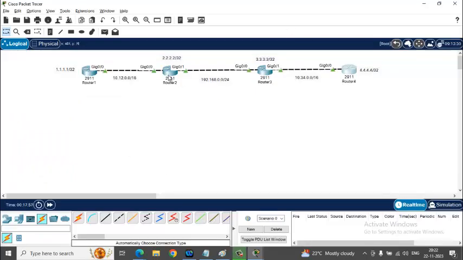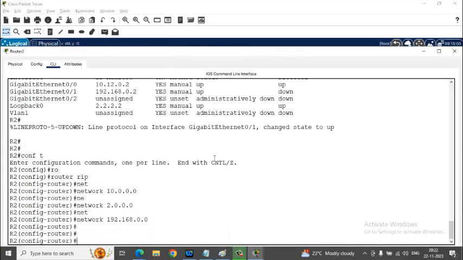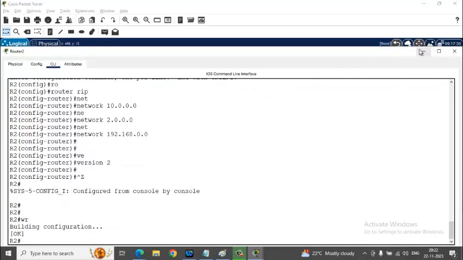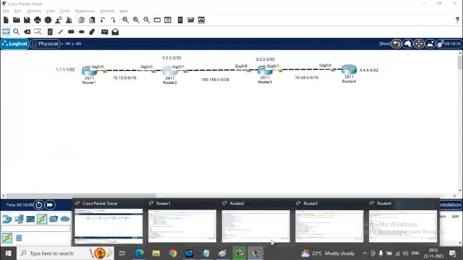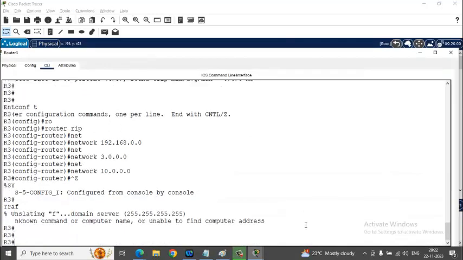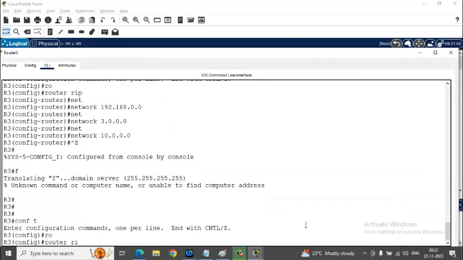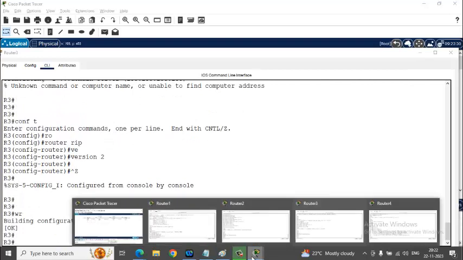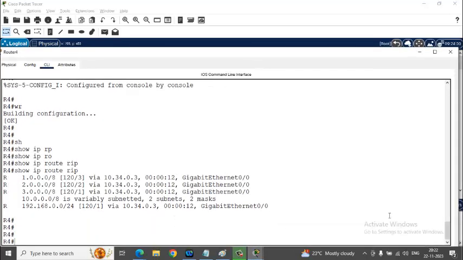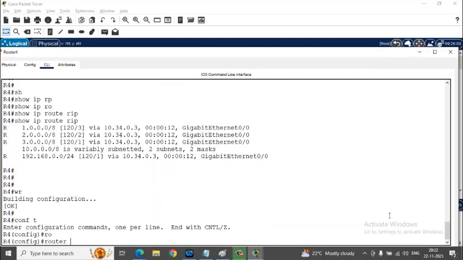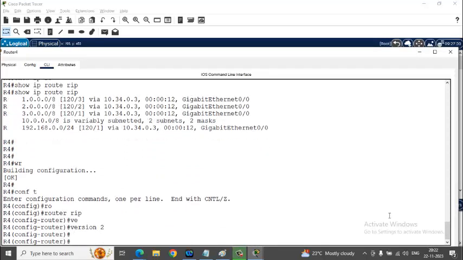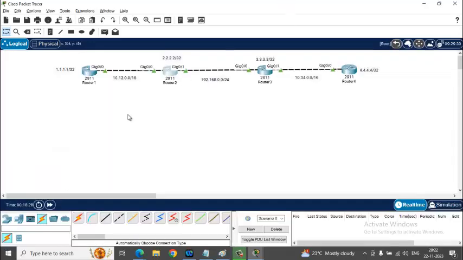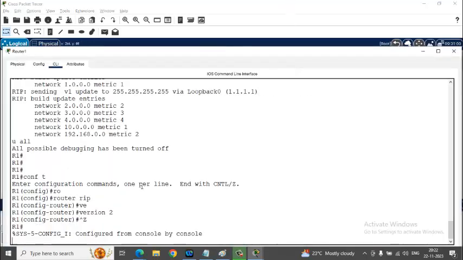No, no, listen. I want to show you. Look at this. Where is the 10 network? This is not a learned one. If it is learned, it should have R here. Do you see? You have C here. It means there is a network connected directly. Earlier we were not able to ping this, but you are now pinging it.